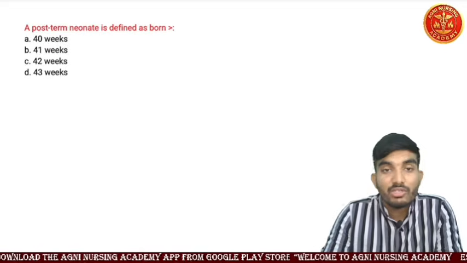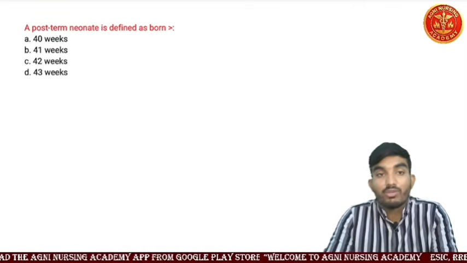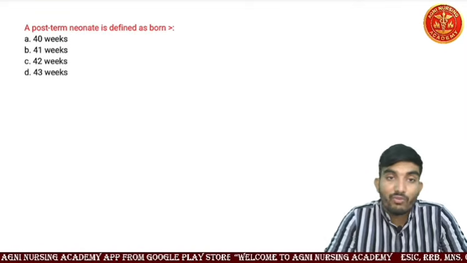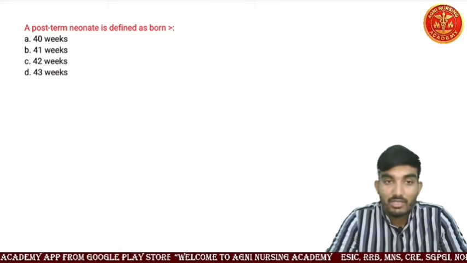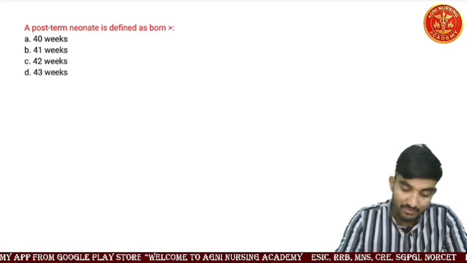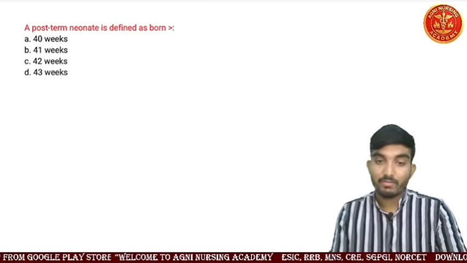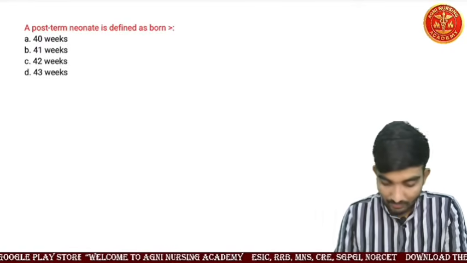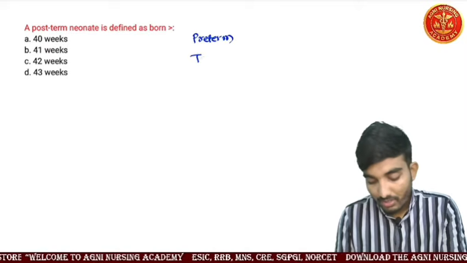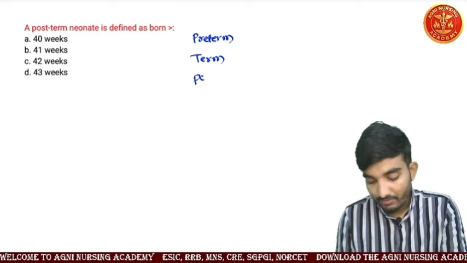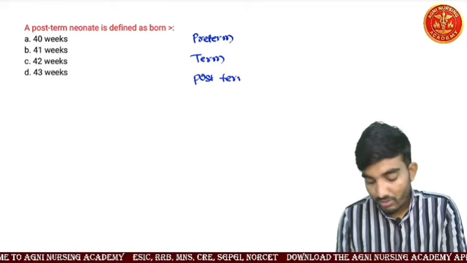A post-term neonate is defined as born after more than: option A, 40 weeks; option B, 41 weeks; option C, 42 weeks; and option D is 43 weeks. We'll see what we call preterm, term, and post-term.